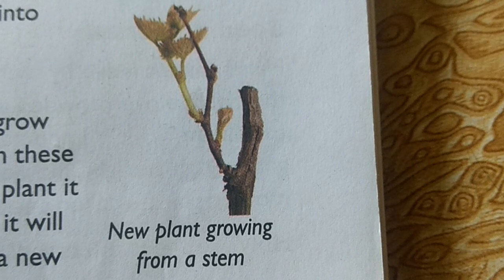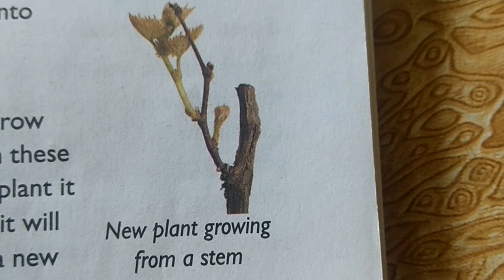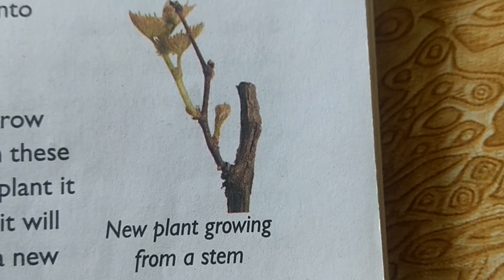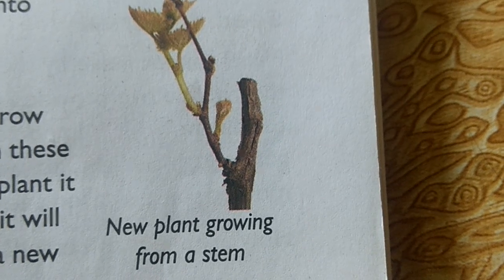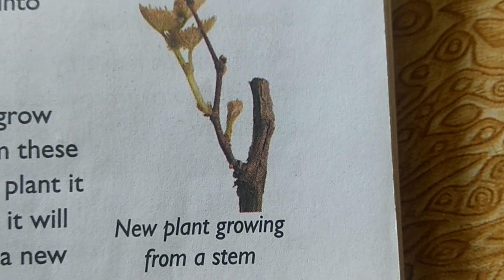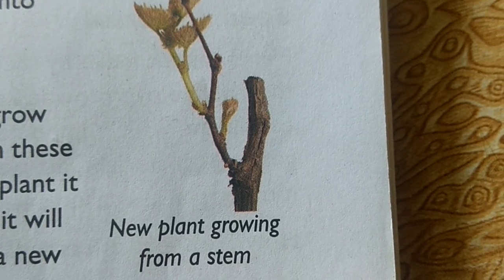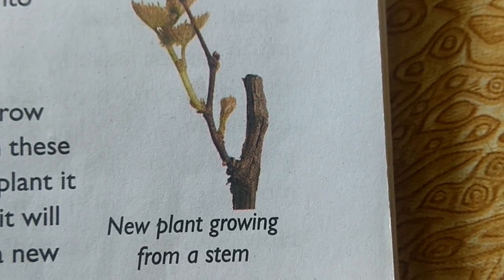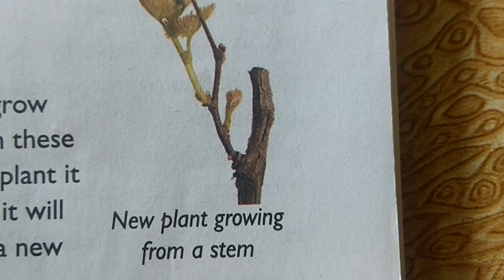Next comes the stem cutting. Money plant, rose, hibiscus and sugarcane are some plants which grow from a stem. If we cut a stem from these plants and plant it in the soil, it will grow into a new plant.